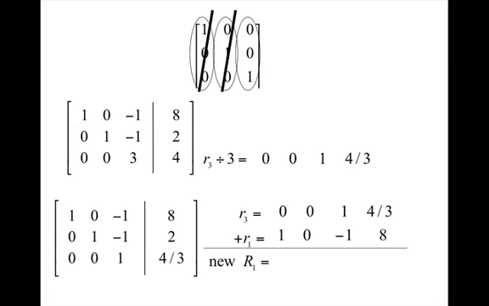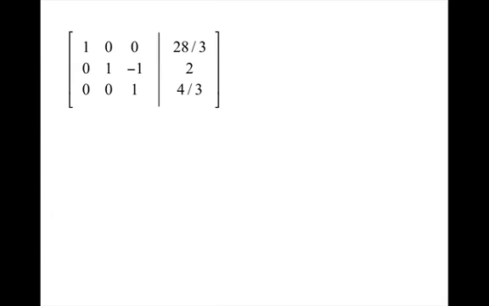So 0 plus 1 is 1. 0 plus 0 is 0. 1 minus 1 is the 0 that I wanted. And 4/3 plus 8 is 28/3. You can add these fractions on your calculator. Just be sure you give your answer as an improper fraction. Don't ever give your answers as decimals, and don't ever give your answers as mixed numbers. So replace row 1 with 1, 0, 0, 28/3 and keep rows 2 and 3 the same.